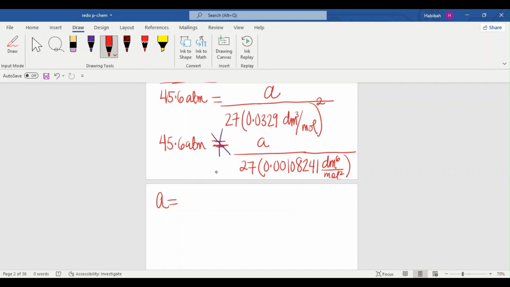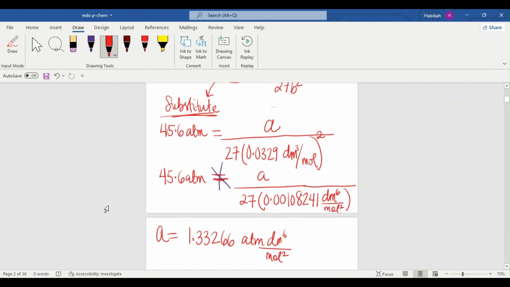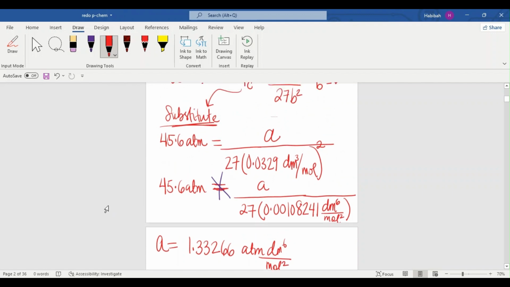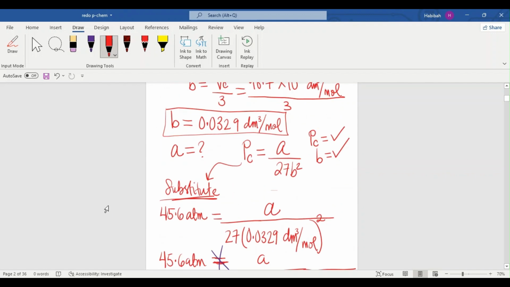When I multiply that in my calculator, what I end up with is 1.33266 atm dm^6 per mole squared. So this is basically the answer to the question. But our work is still not done, because in chemistry, anytime you're given a question, you have to put your final answer in the lowest number of significant figures for the values in the question you were given.